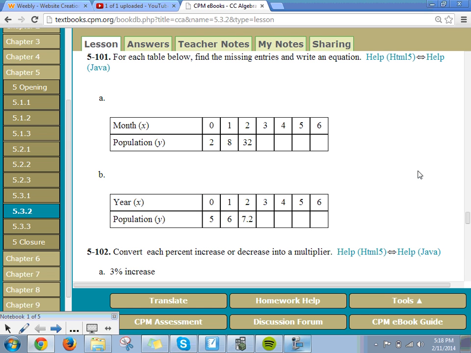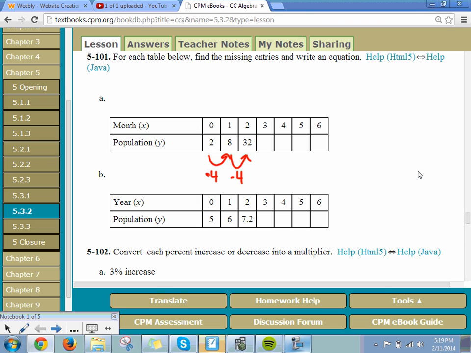It says for each table below, find the missing entry and write an equation. When we look at the first one, we've got the month and the population. It's pretty easy to see here that as we go, we're either adding 6 or multiplying by 4. We can quickly see 8 plus 6 is not going to be 32. So what we have going on here is we're multiplying each one by 4.